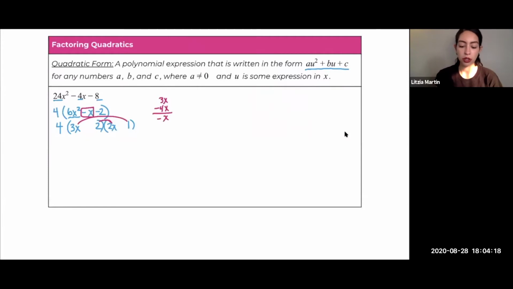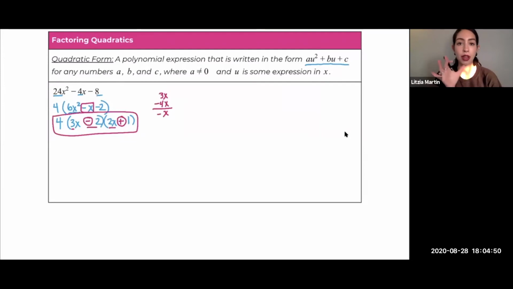So I'm going to have to put a positive here, because this positive 1 times a positive 3 is what gives us a positive 3x. And I'm going to have to put a negative here, because negative 2 times 2x is what gives me this negative 4x here that I need. So now we have completed our factoring.